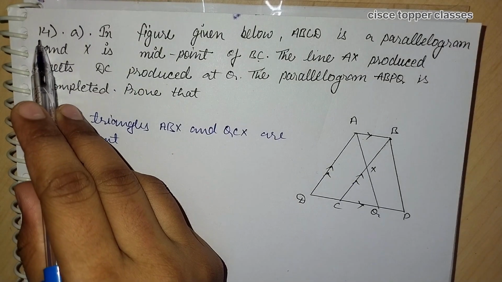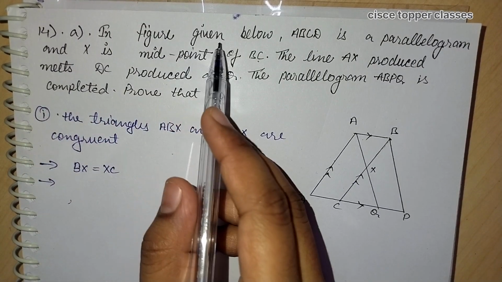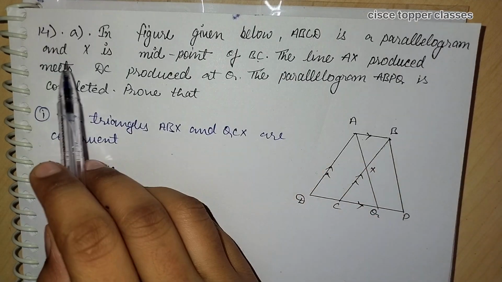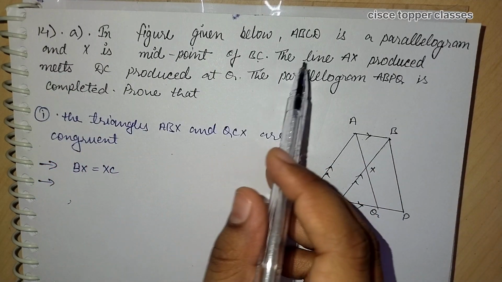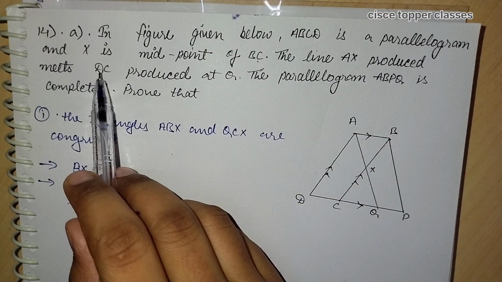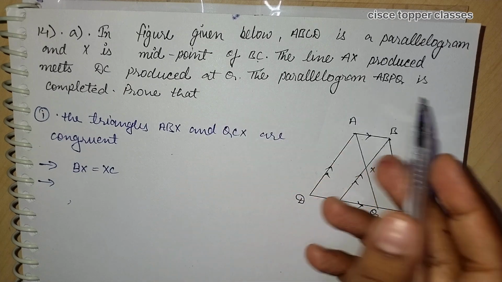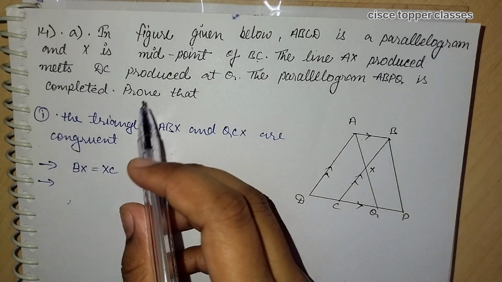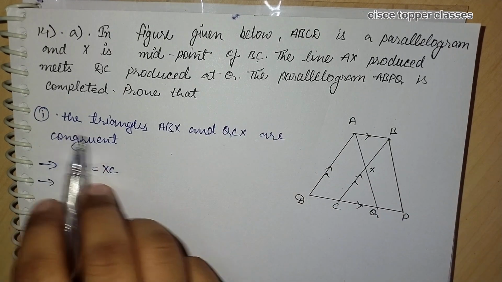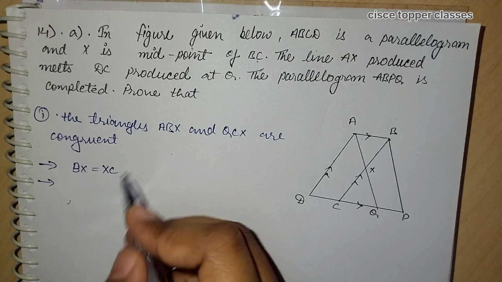Now let us solve question number 14, first part. In the figure given below, ABCD is a parallelogram and X is the midpoint of BC. The line AX produced meets DC produced at Q. The parallelogram ABPQ is completed. Then we have to prove that the triangles ABX and QCX are congruent.